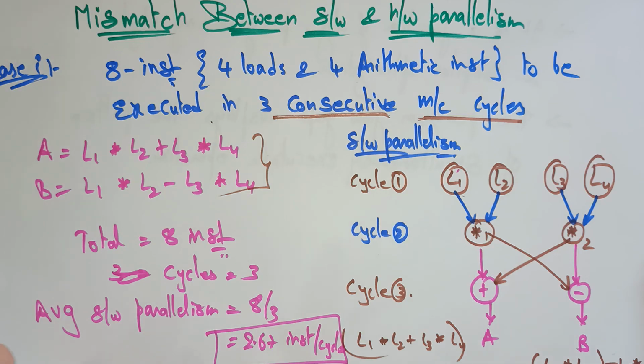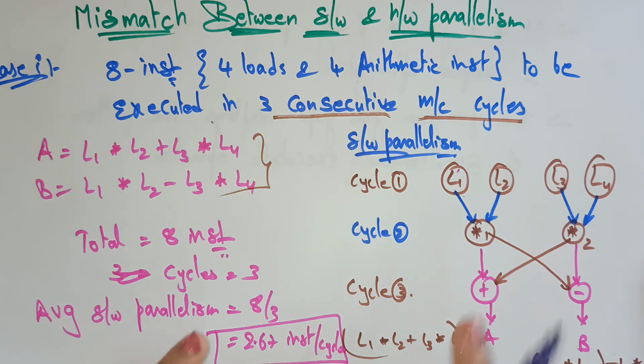But now consider the execution of the same program by only a 2-issue processor. That means the processor can perform only 2 issues at a time, not 4. It can perform only 2 issues: one load operation and one arithmetic operation. Then how will the structure be? How will the hardware support the instructions the user has given? I'll show that in the next video. Thank you.